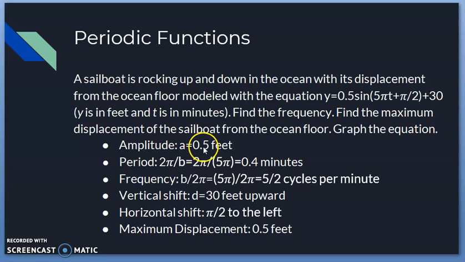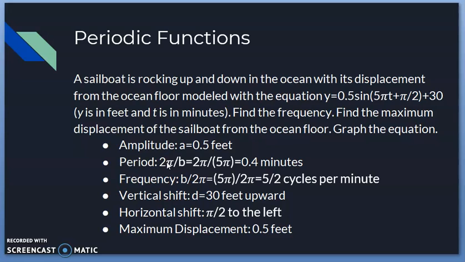The sailboat will go up 0.5 feet and down 0.5 feet. We have a period of 2 pi over b. This is 2 pi over 5 pi, which is really just 2 over 5, or 0.4 minutes.